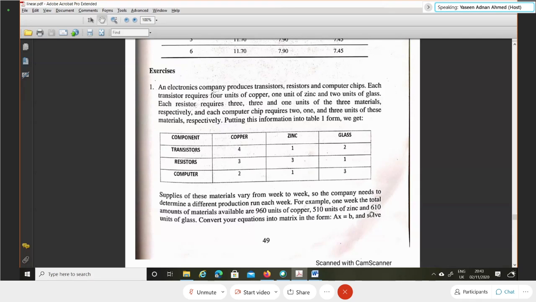So you will have three equations and three unknowns. If you solve for x, y, z, you will get how many transistors, registers, and computers you can produce per week. You can easily solve x, y, z, or x1, x2, x3 from these three equations. Understood? Okay, so that's how you relate.